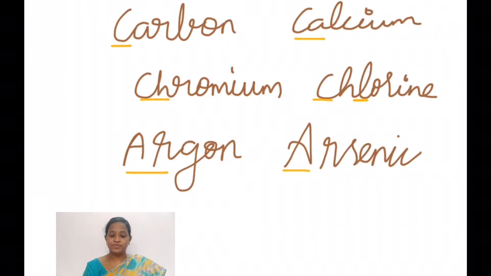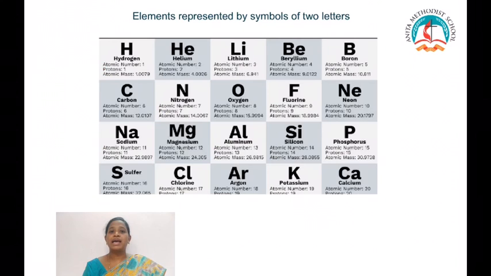This table shows you elements represented by two letters as symbols. Helium, lithium, beryllium, neon, sodium, magnesium, aluminum, silicon, chlorine, argon, calcium. All these are the elements represented by symbols of two letters.